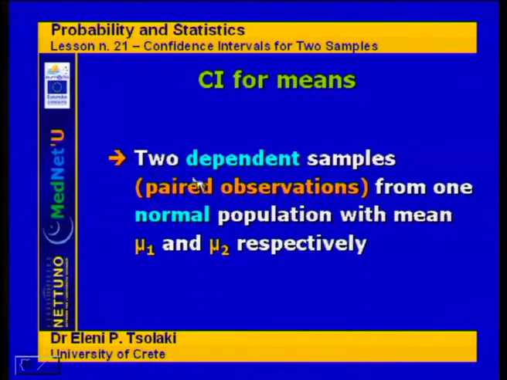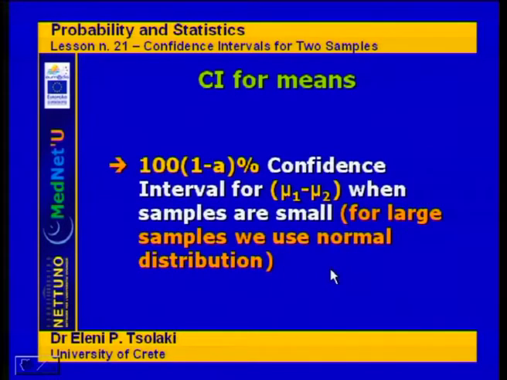Now, we have seen independent samples until now. Now we are going to see what happens if we have dependent samples. That means paired observations that come from one normal population with mean mu1 and mu2 respectively. The confidence interval for the difference of the means when the samples are small. For large samples we can substitute the t-distribution with the normal distribution.